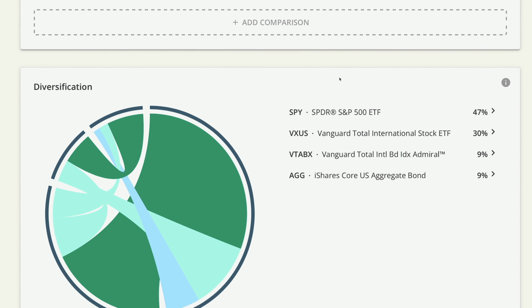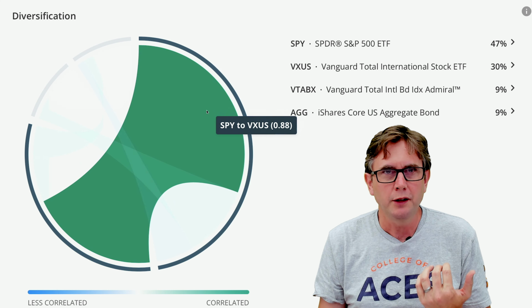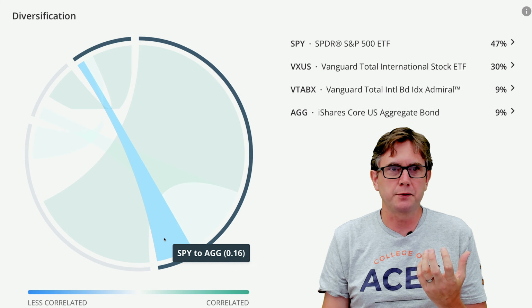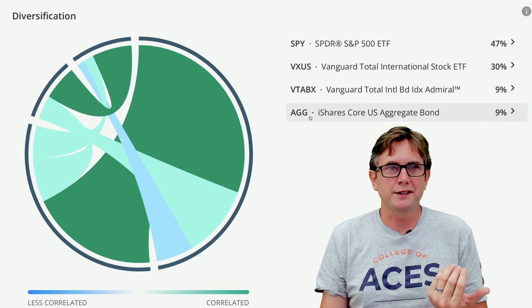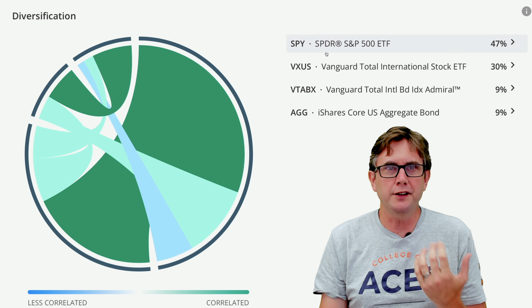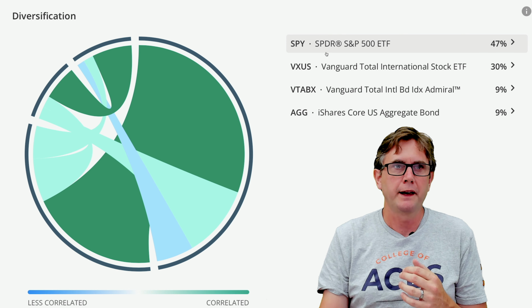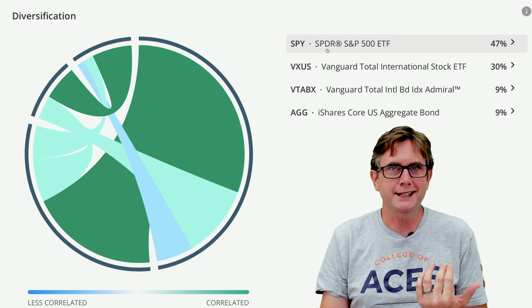This diversification graph is one of the things I really love about Nitrogen, and it shows you more correlated assets being in dark green and less correlated assets being in blue. And so you can look at this matrix and say, well, are we getting much diversification by putting international in the picture? Just by looking at the graph, I would say, well, you're probably getting some, but you're not getting a ton.